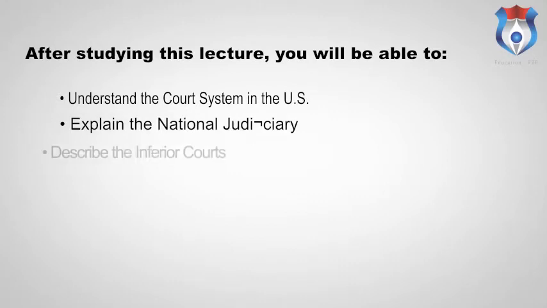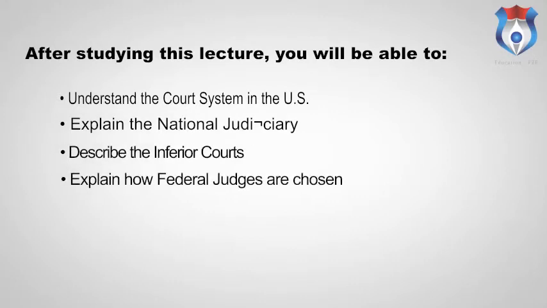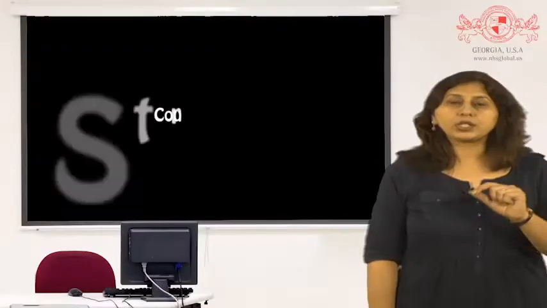After this lecture, we will be able to learn the following objectives. Understand the court system in the US. Explain the national judiciary. Describe the inferior courts. Explain how federal judges are chosen. Explain the Supreme Court.